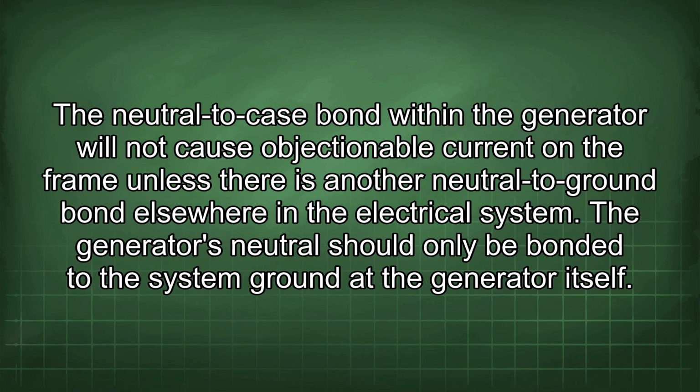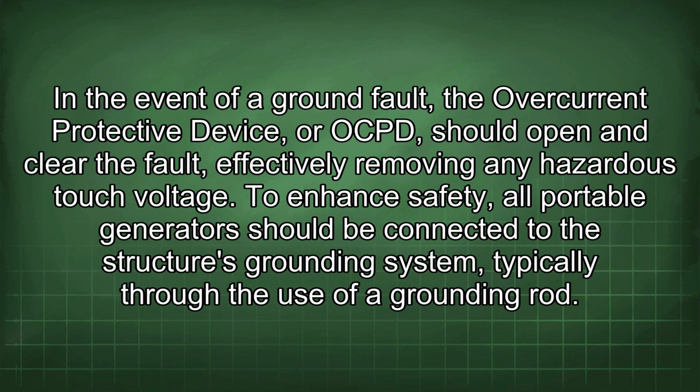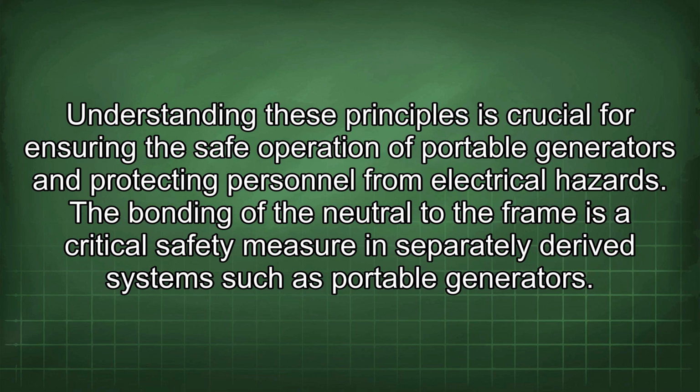The generator's neutral should only be bonded to the system ground at the generator itself. In the event of a ground fault, the overcurrent protective device, or OCPD, should open and clear the fault, effectively removing any hazardous touch voltage. To enhance safety, all portable generators should be connected to the structure's grounding system, typically through the use of a grounding rod. Understanding these principles is crucial for ensuring the safe operation of portable generators and protecting personnel from electrical hazards.